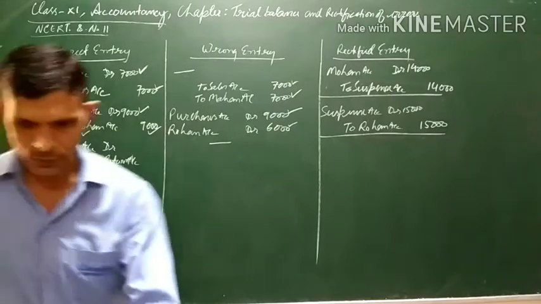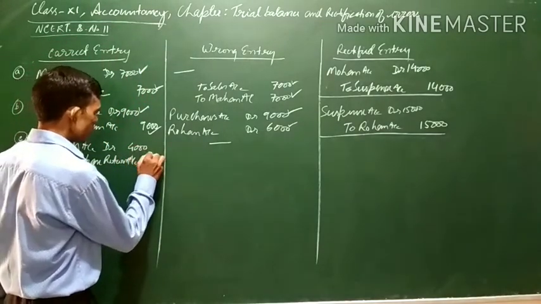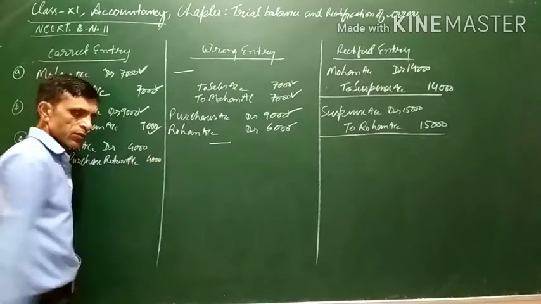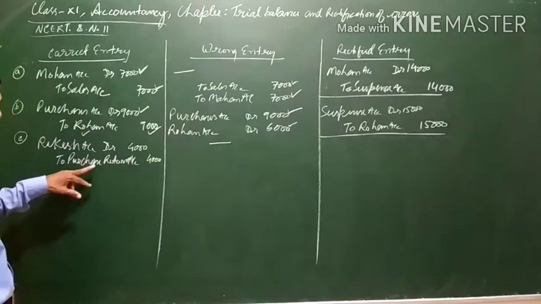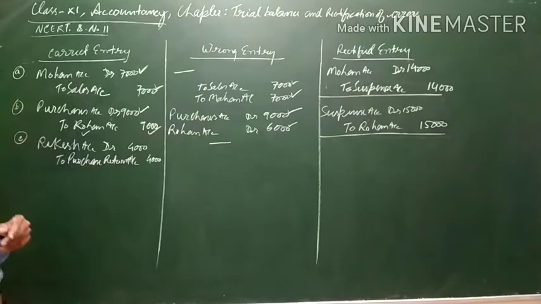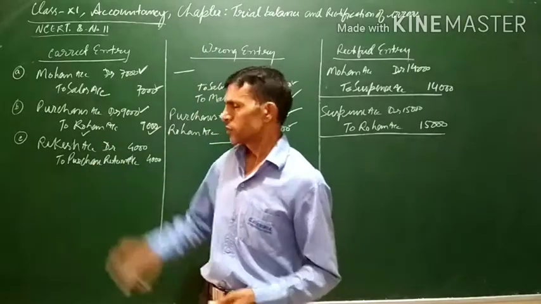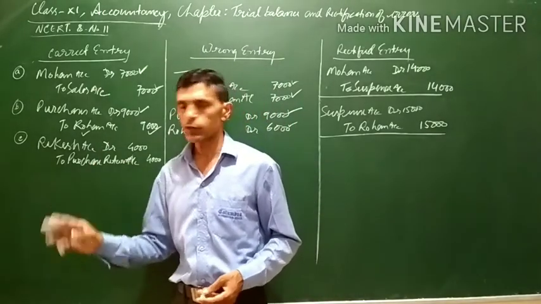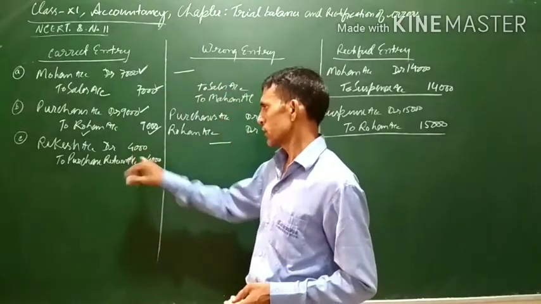Amount is 4,000. Here also 4,000. This is the entry. Here Rakesh is getting the goods. When a purchase return is there, Rakesh will receive the goods, and as you know, the rule for the personal account is debit the receiver. So Rakesh will be receiving the goods which were purchased and then returned to Rakesh. So this is the correct entry.